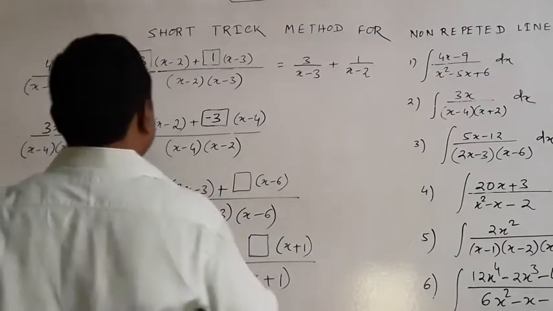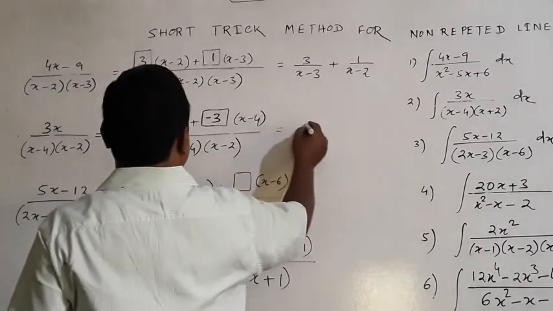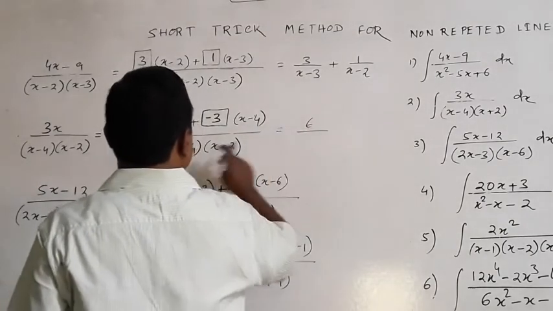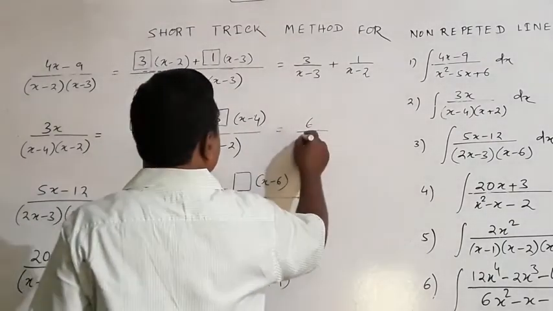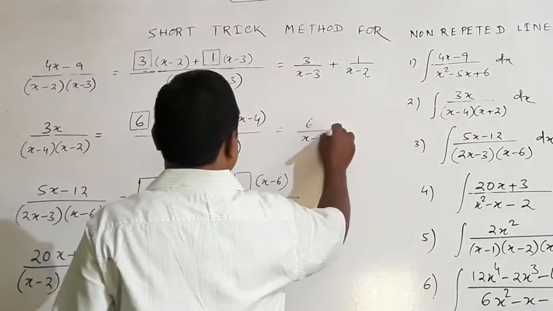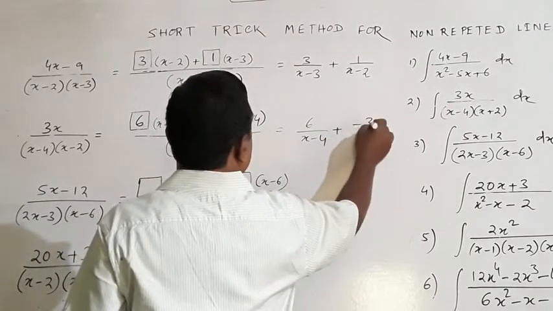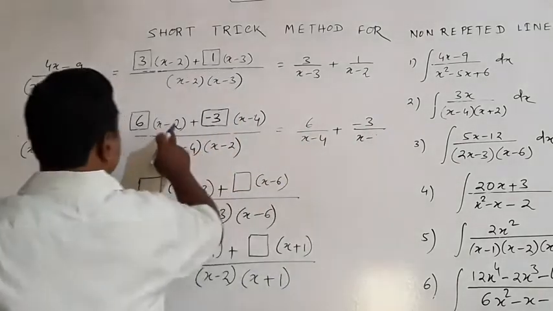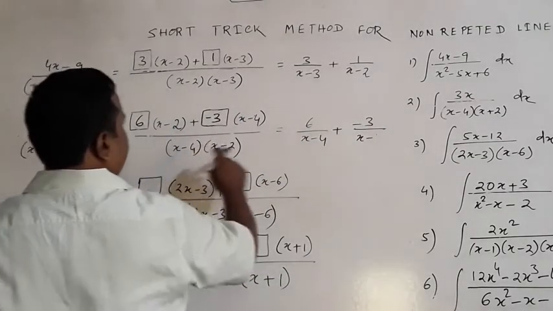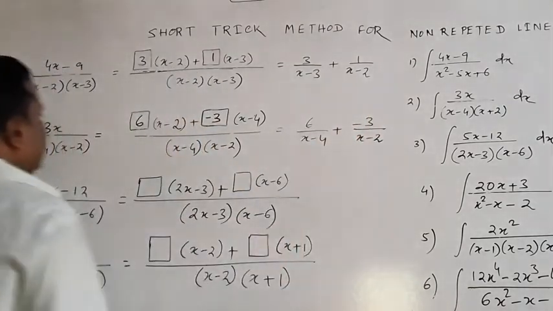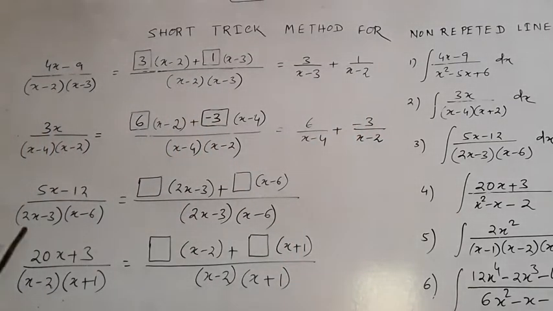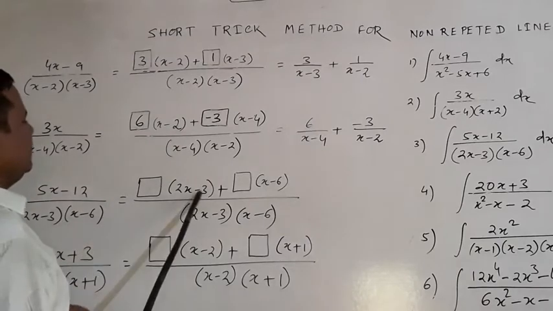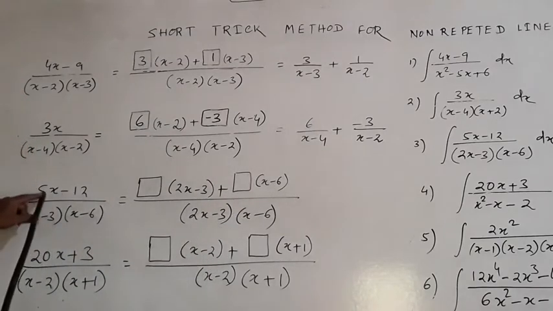Now when you separate, it becomes 6 by (x minus 4) minus 3 by (x minus 2). Now look here. It is (2x minus 3), (x minus 6). You have to adjust to convert to 5x.